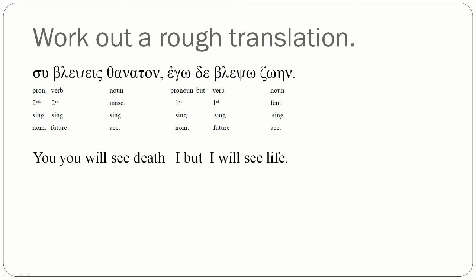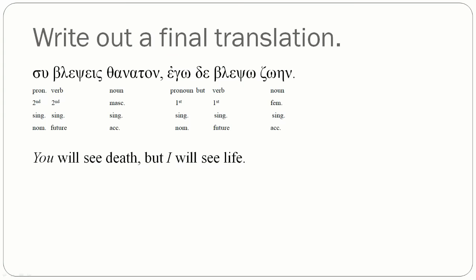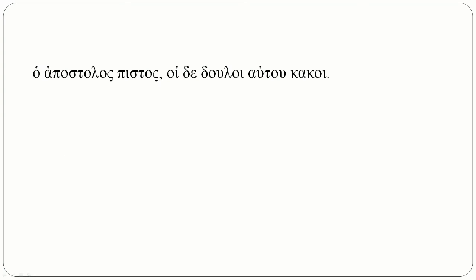Let's clean these up. You don't need to have the duplication on the subject there quite so much. If you have the personal pronoun used with its corresponding verb with the person and number, just take note that it is being emphasized. Okay, su blepses. You, emphasis, will see death. Ego de blepso zoein. But I, myself, will see life. Okay, sounds a little bit like gloating, but we don't want to do that so much. But anyway, last sentence here.